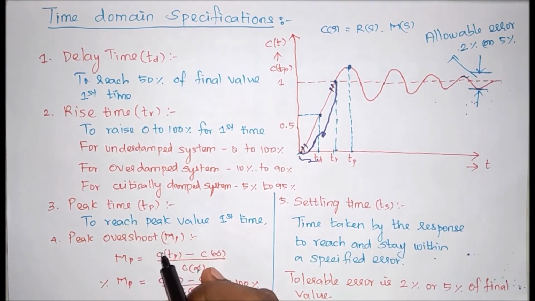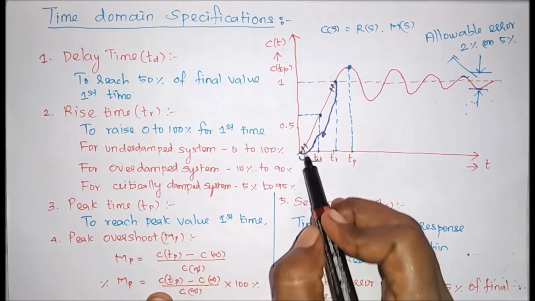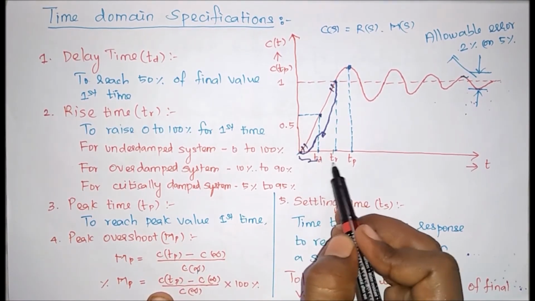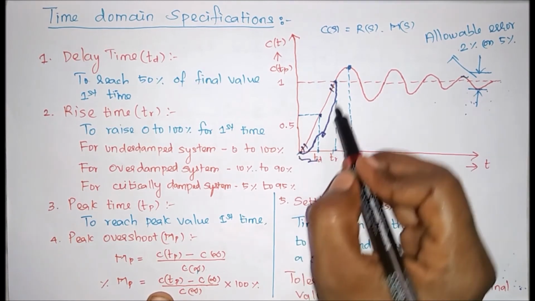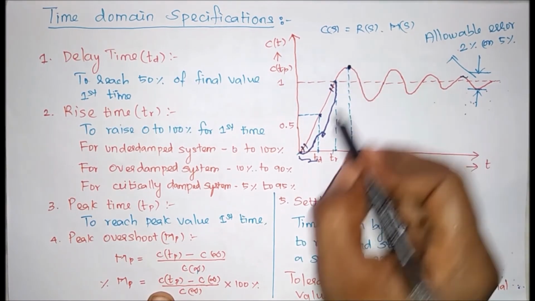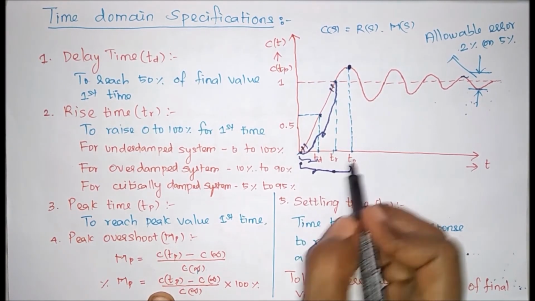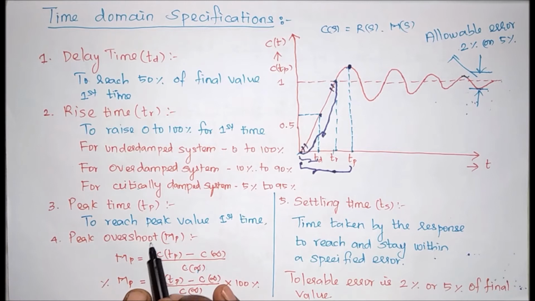Next one is peak time. Peak time is nothing but the time taken to reach its maximum value of a response for the first time. It is reaching its maximum value at this point. It means the time taken to reach this point is TP, that is peak time. Next one is peak overshoot. So this is the peak overshoot.